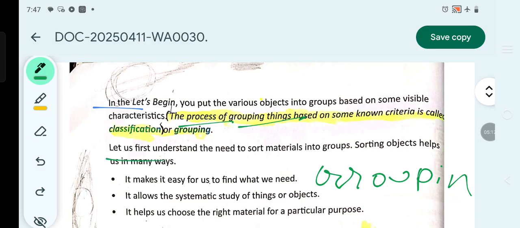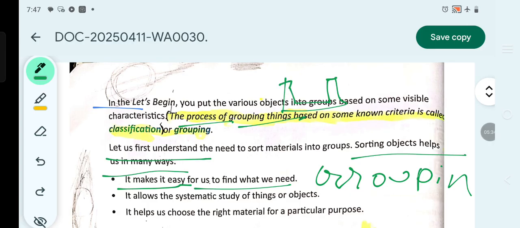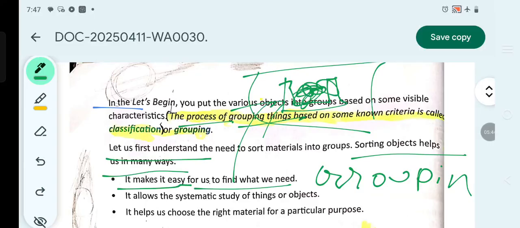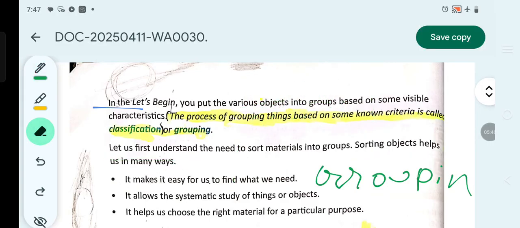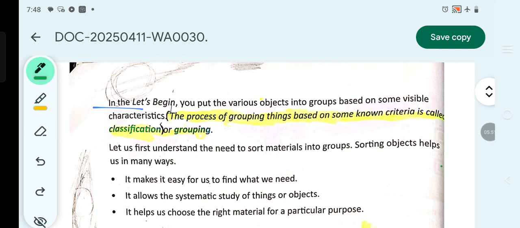Now, let us first understand the need to sort material into groups. Sorting objects helps us in so many ways. It makes it easy for us to find what we need. Suppose you have put all the things that you use regularly in a box, then if you want them, you can just search in the box. But if you keep them somewhere else without sorting, then it will be a bit difficult to find them.